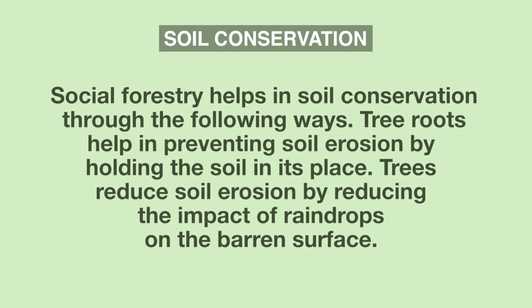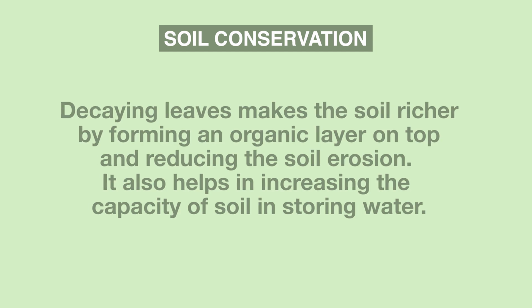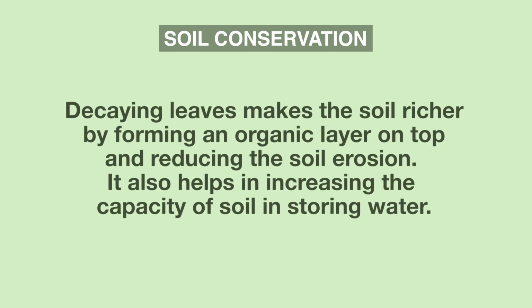The next is soil conservation. Social forestry helps in soil conservation through the following ways. Tree roots help in preventing soil erosion by holding the soil in its place. Trees reduce soil erosion by reducing the impact of raindrops on barren land surface. Decaying leaves make the soil richer by forming an organic layer on the top and reducing the soil erosion. It also helps in increasing the capacity of the soil in storing water.